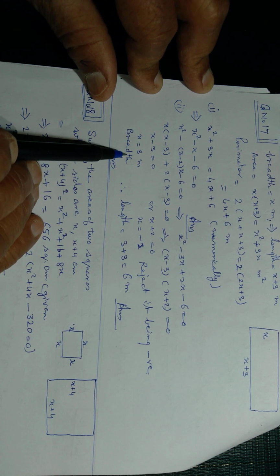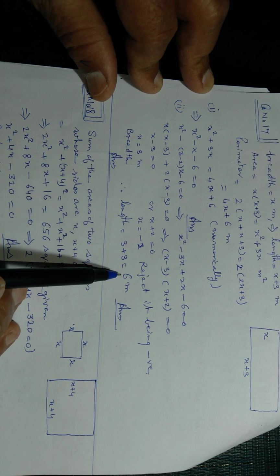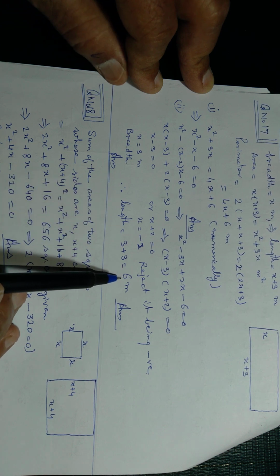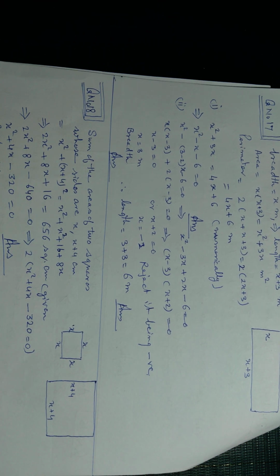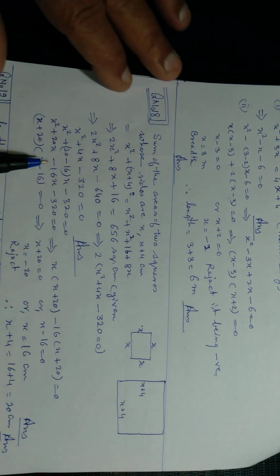So the breadth is 3 meters, the length will be equal to 3 plus 3, so the length will be equal to 6 meters. This will be the answer of question number 17. Now proceed to question number 18.